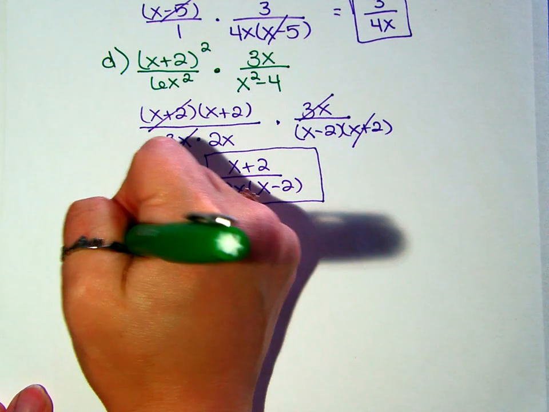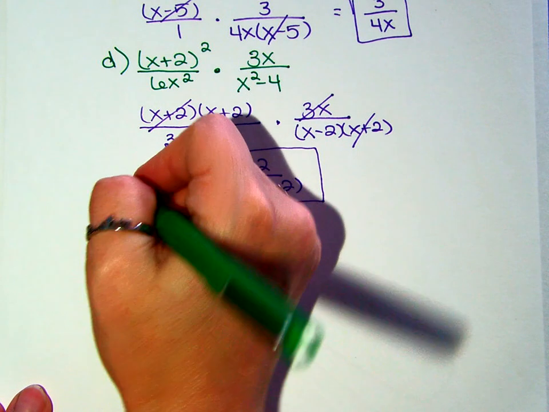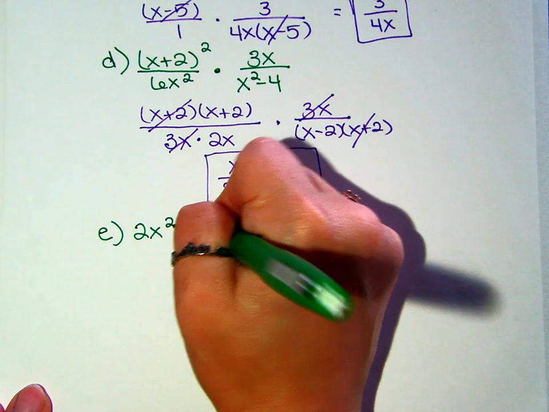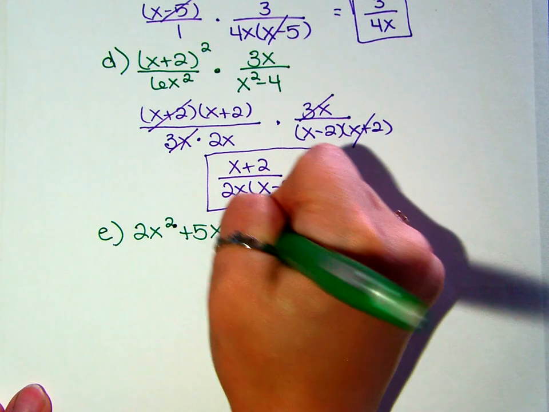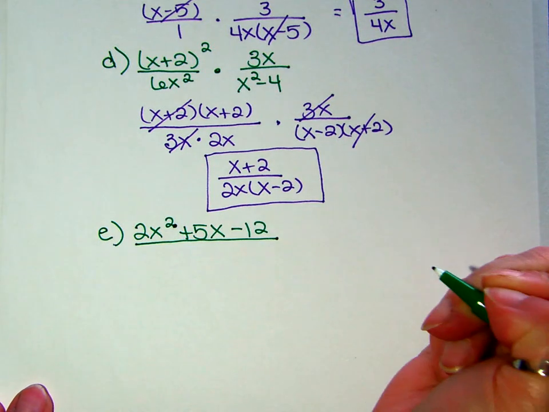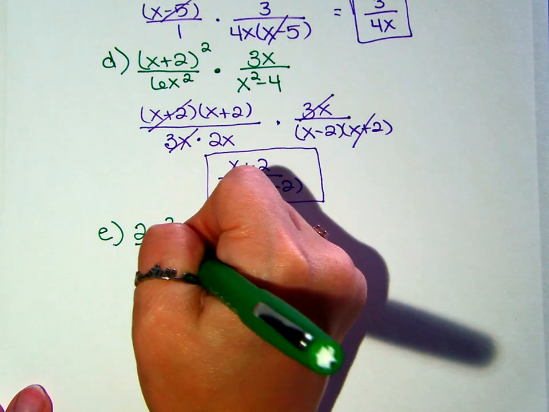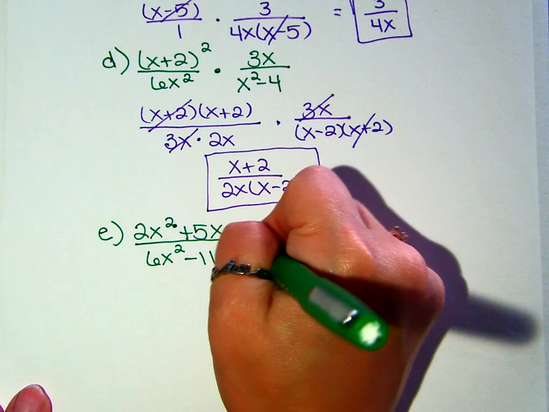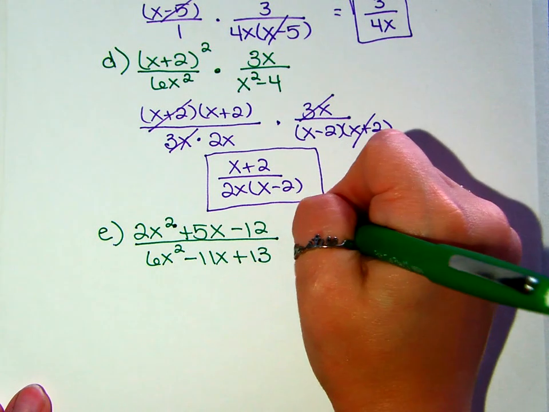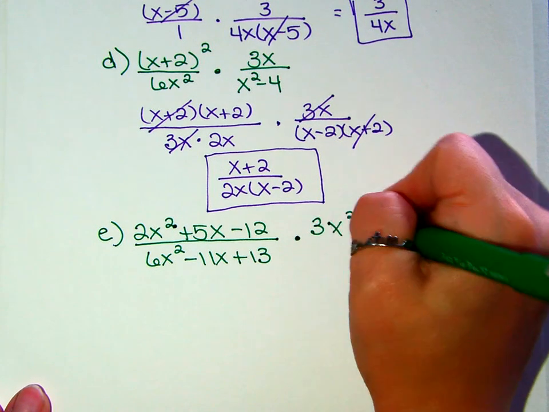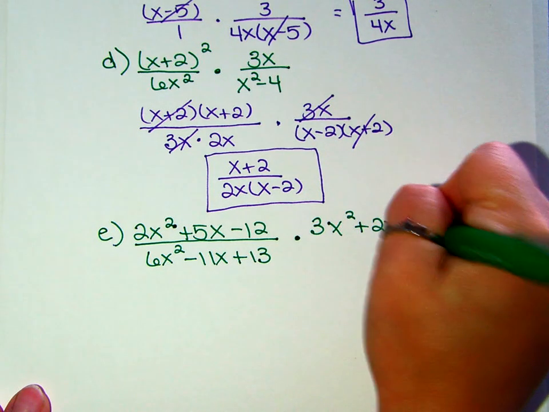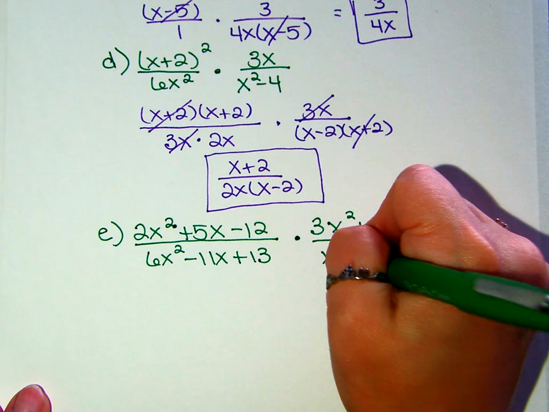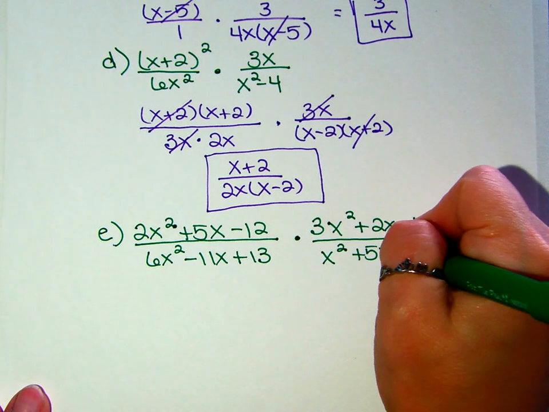All right, this one's one of our big ones. 2x squared plus 5x minus 12 all over 6x squared minus 11x plus 13 times 3x squared plus 2x minus 1 over x squared plus 5x plus 4.